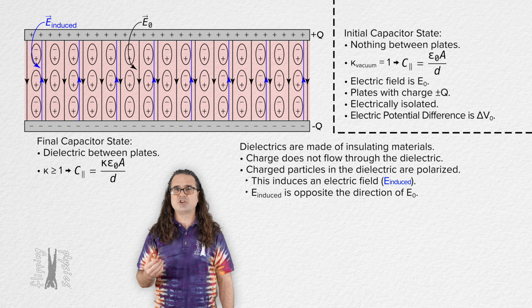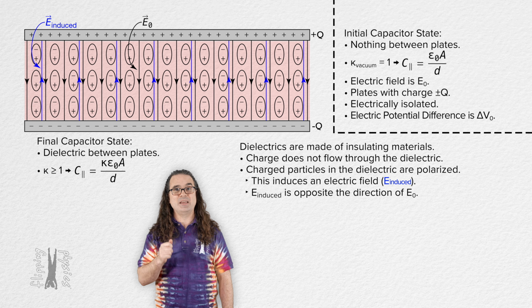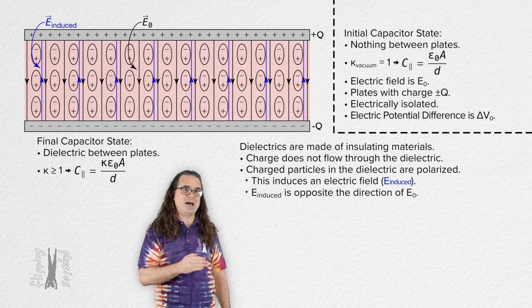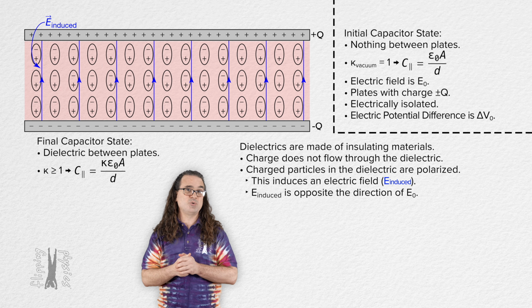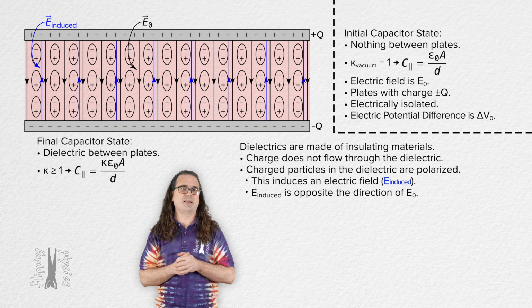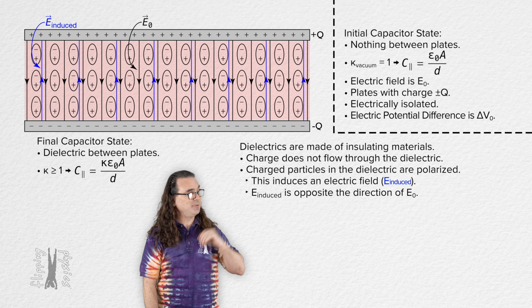Again, the direction of the induced electric field in the dielectric, which is in blue in the illustration, goes from the positive to negative charge of the polarized molecules in the dielectric, which is opposite the direction of the original electric field between the parallel plates without a dielectric. Okay, now, what happens? Billy?